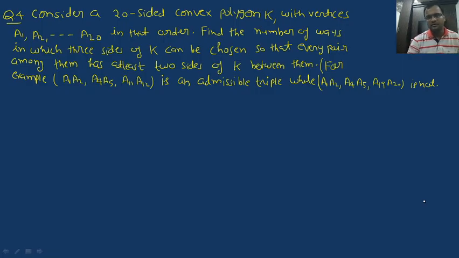Hello everyone. In this lecture, I am going to solve the remaining three problems of RMO 2011. And here is a view of the fourth problem. This is a nice combo problem. In this problem, we are given a 20-sided convex polygon K with vertices A1, A2 up to A20 in that order. And we have to find out the number of ways in which three sides of K can be chosen so that every pair among them has at least two sides of K between them.